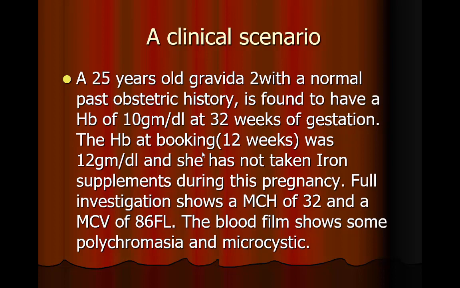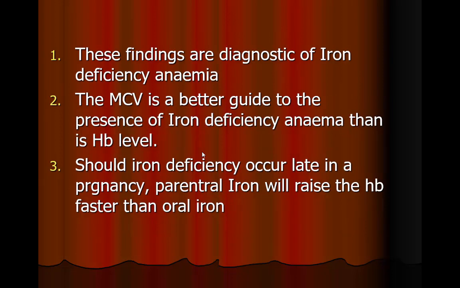We have a clinical scenario: a 25-year-old, gravida 2 with a normal past obstetrical history, is found to have a hemoglobin level of 10 gram per deciliter at 32 weeks of gestation. The hemoglobin at booking at 12 weeks was 12 gram per deciliter and she has not taken iron supplements during this pregnancy. Full investigations show a mean corpuscular volume of 86 femtoliter. The blood film shows some polychromasia and microcytosis. These findings are diagnostic of iron deficiency anemia.